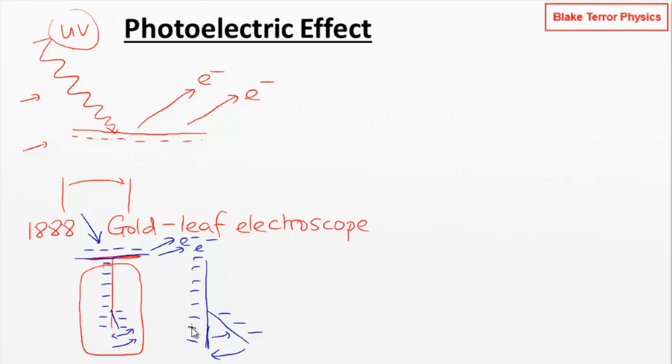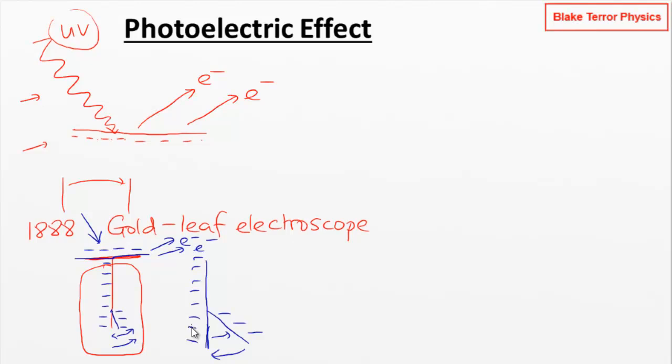So we're demonstrating that by shining UV radiation onto the metal surface, we can cause negative charge, i.e. the electrons, to leave the surface. So that's a demonstration that the photoelectric effect exists.